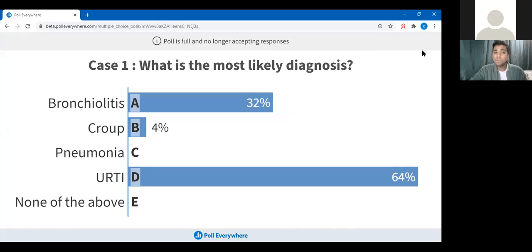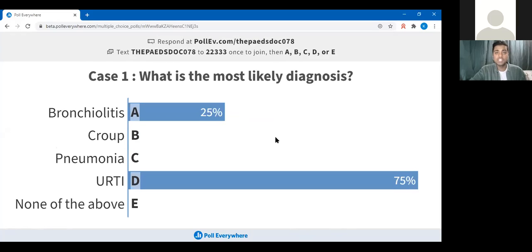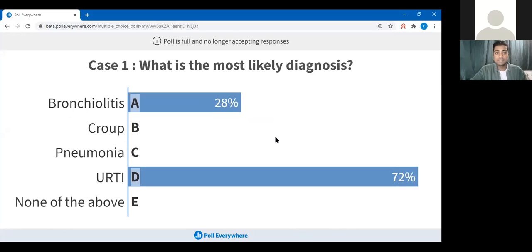So 64% think upper respiratory tract infection. I'll wait a few more seconds. So it seems like it's in between bronchiolitis and upper respiratory tract infection. Okay, fine. So let's go back to these slides.